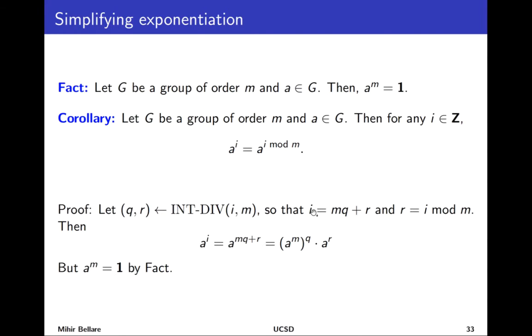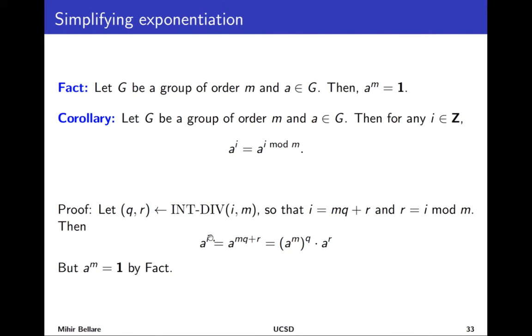That means we can write I as M cubed plus R. Now this is just in our heads in some sense. It's a mathematical operation we're doing for the proof. We also know that R is of course I mod M. That's what the remainder is defined to be.